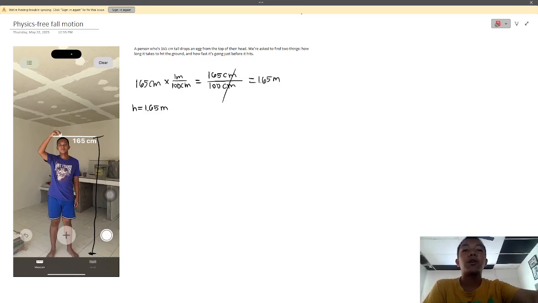The egg is dropped from rest, so the initial velocity is 0, and we're ignoring air resistance. We'll use the acceleration due to gravity, which is 9.8 meters per second squared.